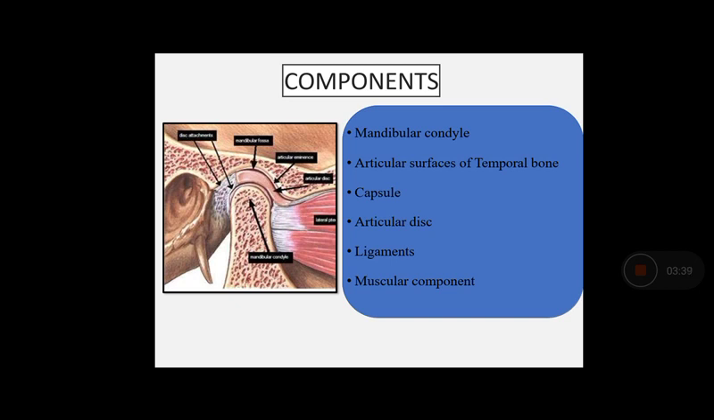So as I told you, you have a mandibular condyle that forms the mandibular component. Then you have the articular surface of the temporal bone that forms the cranial component. Then you have the capsule that is formed by the ligament. Then you have the articular disc that is the most important part of the temporomandibular joint. Then you have various other ligaments, both main ligaments and accessory ligaments. And then you have the muscles. The muscles play a very important role for any joint, because it's the movement of the muscles that basically helps in the movement of the joint.